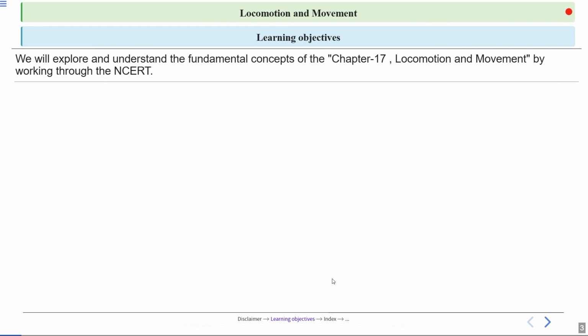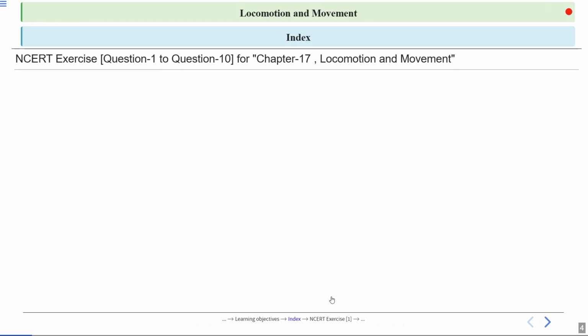So, this will be our learning objective. We will explore and understand the fundamental concepts of this chapter, which is locomotion and movement, by working through the NCERT questions. This is our index. We will complete question number 1 to question number 10 of the NCERT exercise of this chapter, which is locomotion and movement.